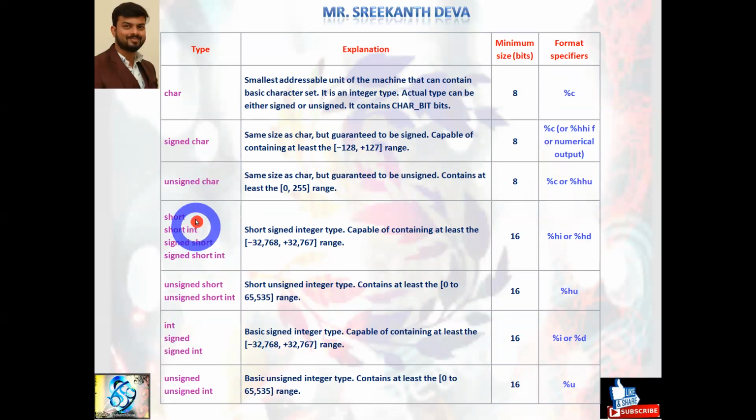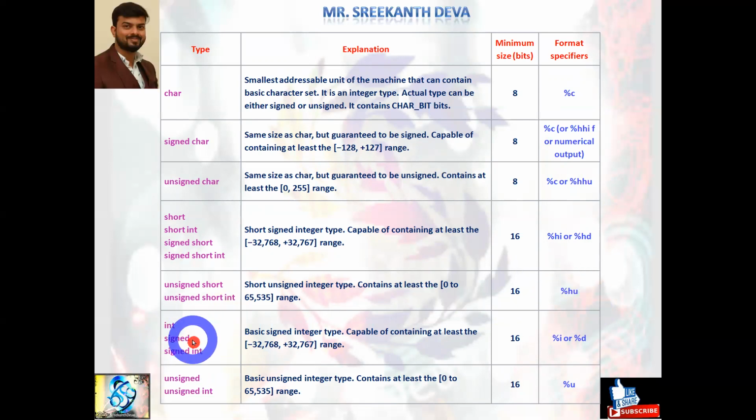And short type, like short int, signed short int. It is capable of containing at least this range, and occupies what, 2 bytes of memory. 16 bits represents 2 bytes of memory. It can be represented by percentile hi or percentile hd. Here percentile h represents what, short type, hd like a short integral type. Unsigned short int, like short unsigned integer type, contains at least 0 to 65,535 range. It occupies 16 bits, 2 bytes of memory, and the format specifier is percentile hu.